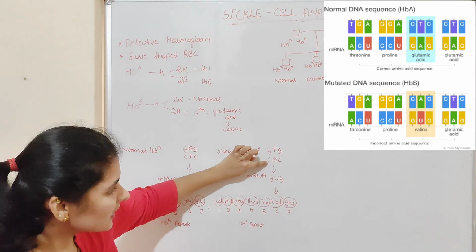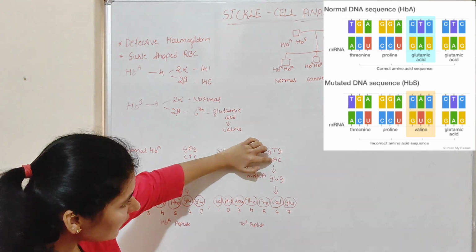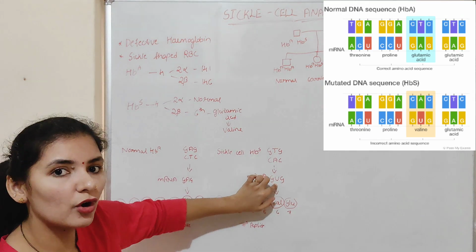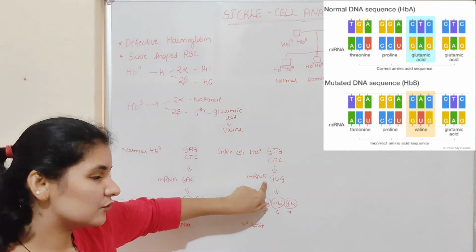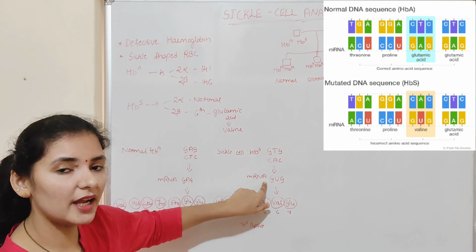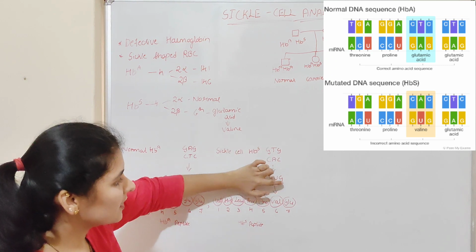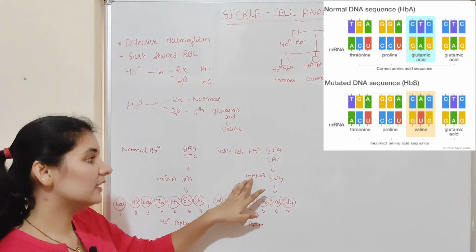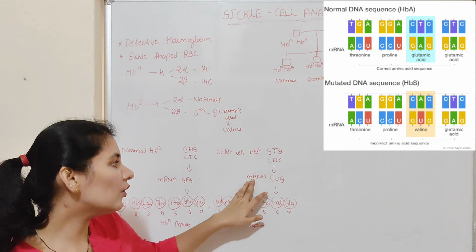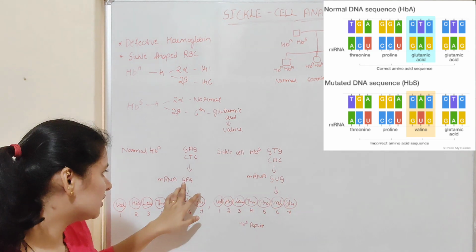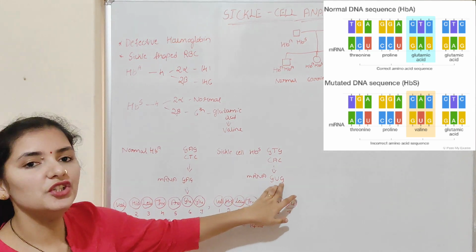So here C always pairs with G, and A pairs with U here, not T, because it is RNA. In RNA, T is not present. Instead of that, uracil is present. So A pairs with U and C pairs with G. So here the mRNA has the complementary codon GUG. So from GAG it changes to GUG.